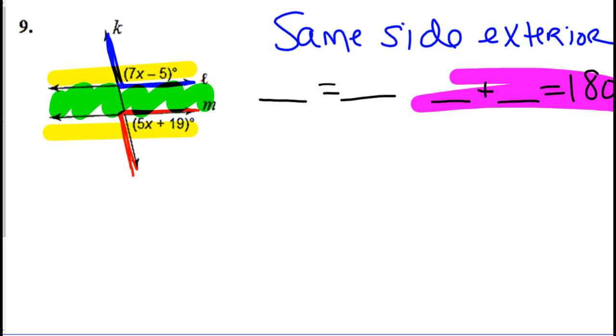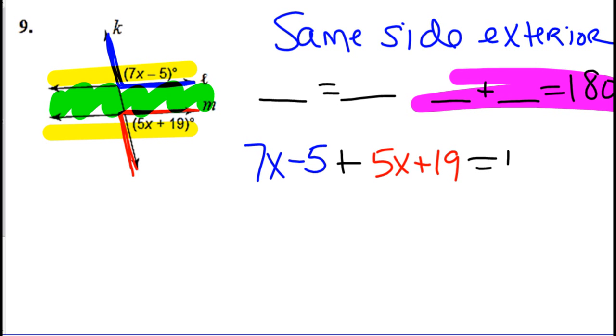So I am going to take my 7x minus 5. I am going to add that to 5x plus 19. And I'm going to set that equal to 180. Because if I do that and I solve this equation for x, then that is the value of x that will make my two lines parallel.